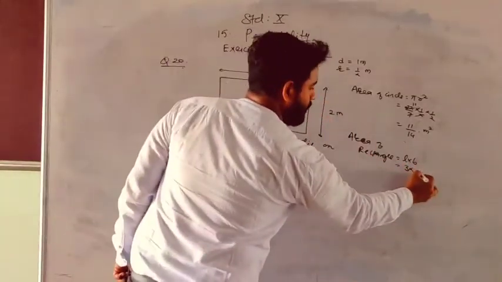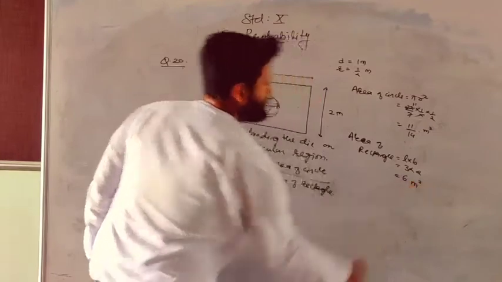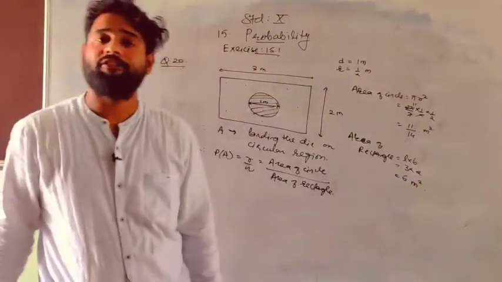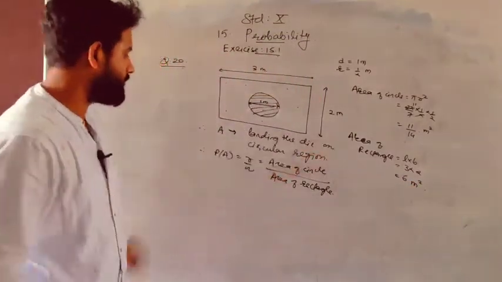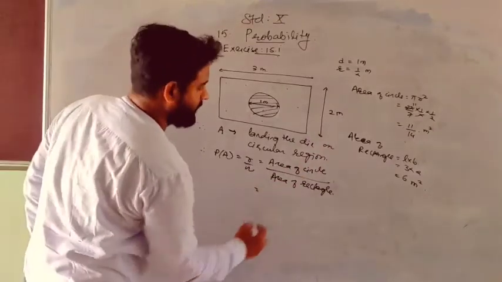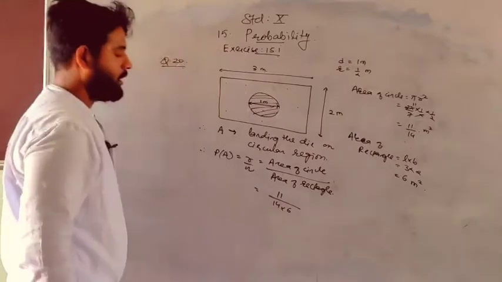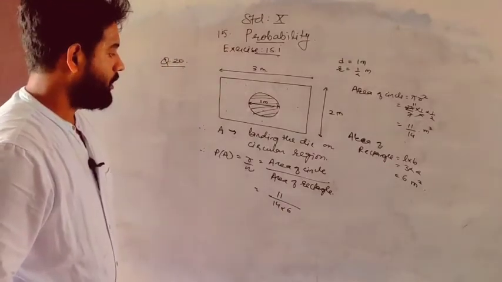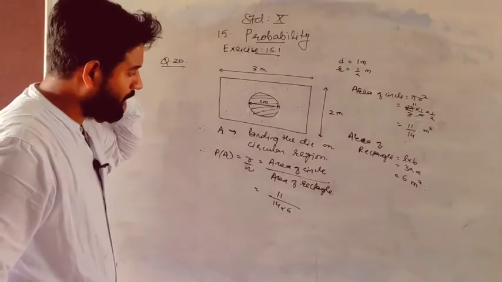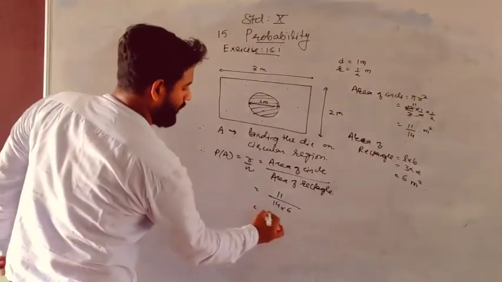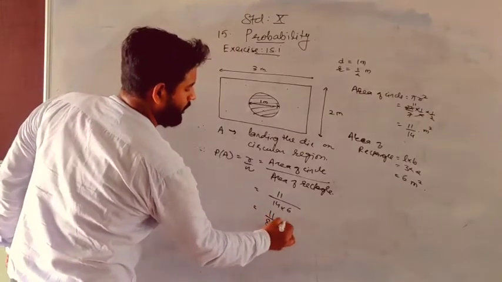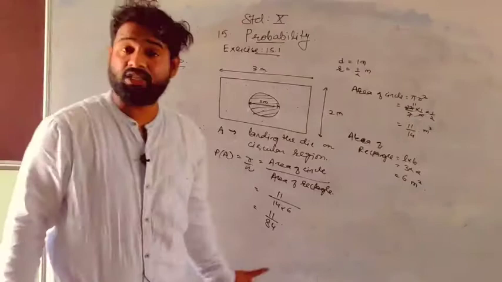2 meter. So 6 meter square. 6 meter square is going to be the area of the rectangle. Now put both the values in this formula. Area of circle is 11 by 14 into 6. Right? That's it. I think we don't have to do any further calculation. So 11 upon 84.